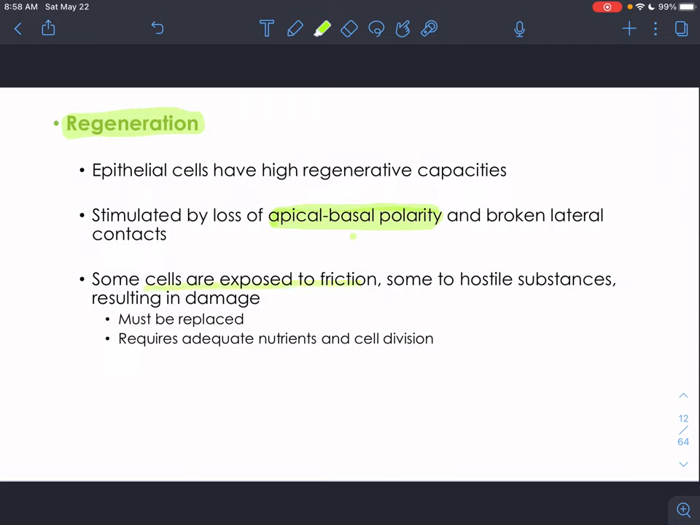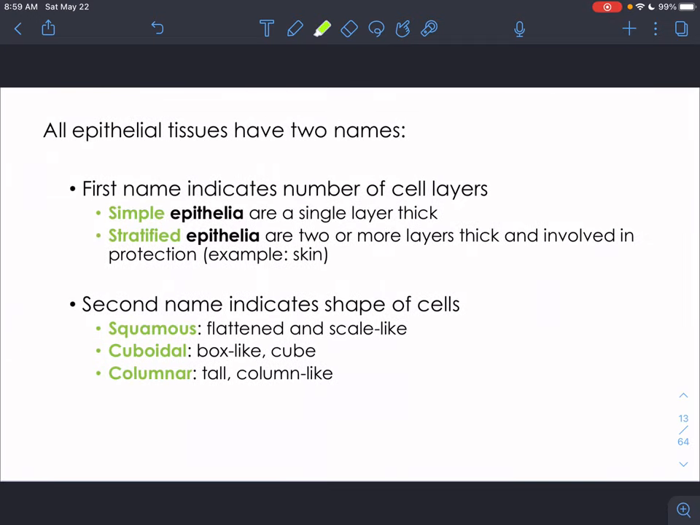Some cells are exposed to friction, some to hostile substances, resulting in a lot of damage. So again, those tissues have to be replaced. So on areas of high traffic or friction, like our skin surface, our esophagus, places that there's friction, we're gonna have to replace those cells. And then all through our digestive tract, those epithelial tissue lining the digestive tract is gonna be exposed to all of the digestive substances. So all of the enzymes made to break down proteins, break down starches, are exposed to that constantly in our digestive tract. Okay, so those cells don't have as much of a longevity as some other cells, so they need to be replaced more frequently. Okay, so that's the traits of epithelial tissue.